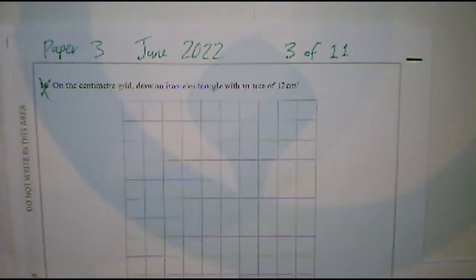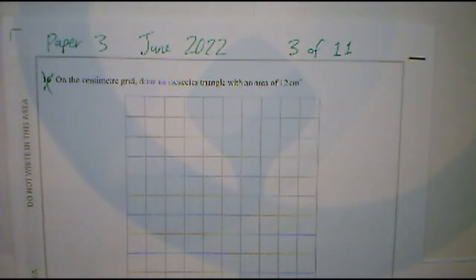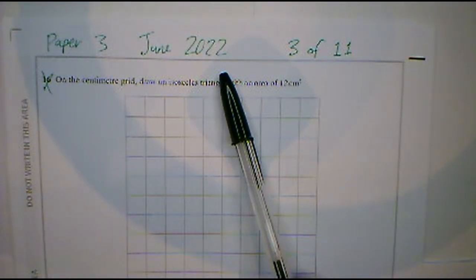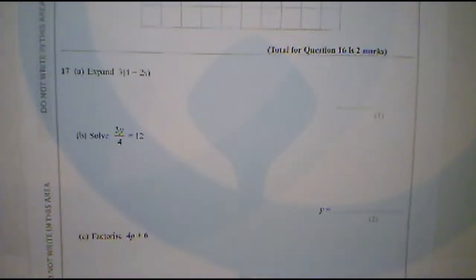Here is the next question. This is from paper 3 of June 2022. And we're going to be ignoring all these parts, and we're just interested in the factorization part at the bottom of the page.